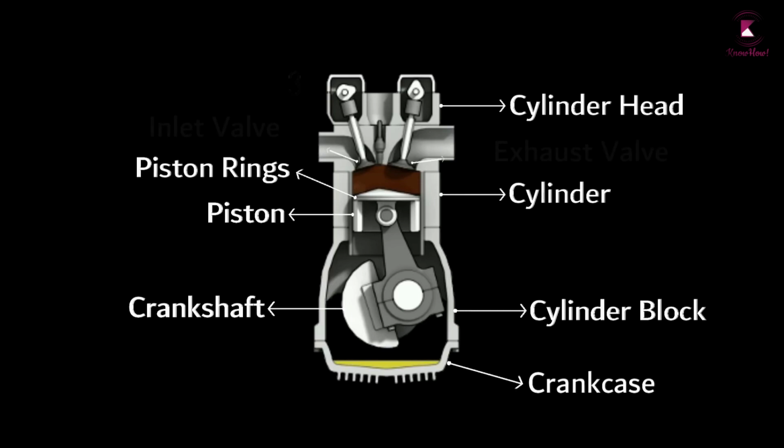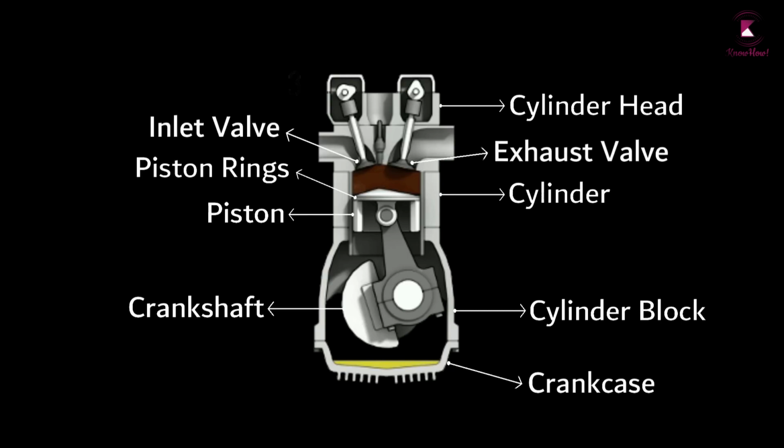Inlet and exhaust valves. The valves provided in the cylinder head to regulate the flow of working fluid into the cylinder and expelling of combustion products to the atmosphere. Crank pin. A pin by which a connecting rod is attached to a crank.